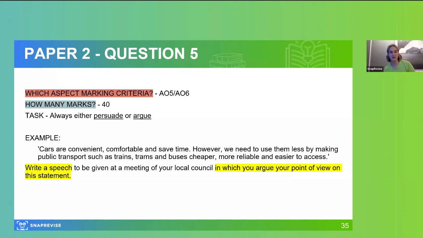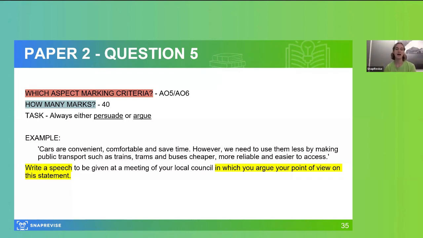The example that I had in the paper that I was looking at was: cars are convenient, comfortable, and safe, and save time. However, we need to use them less by making public transport such as trains, trams, and buses cheaper, more reliable, and easier to access. Write a speech to be given at a meeting of your local council in which you argue your point of view on this statement.